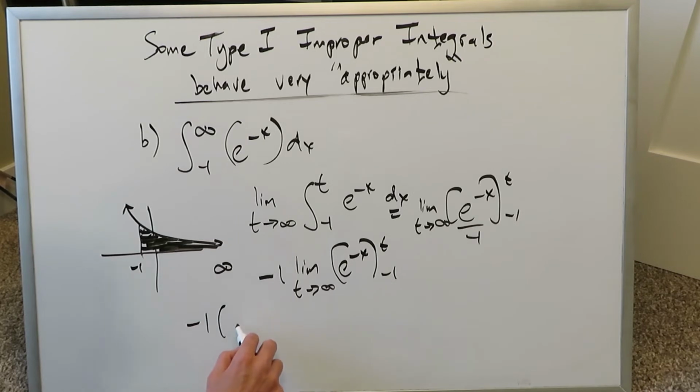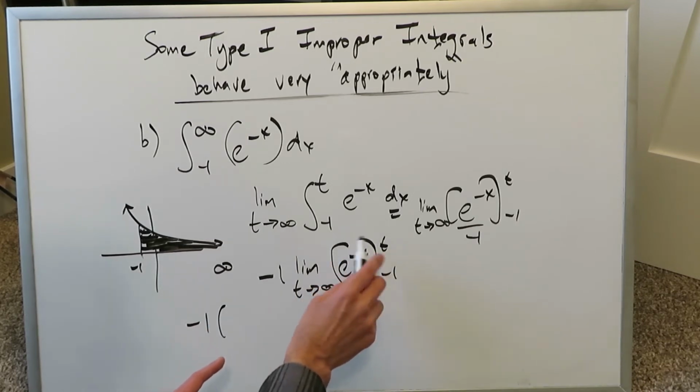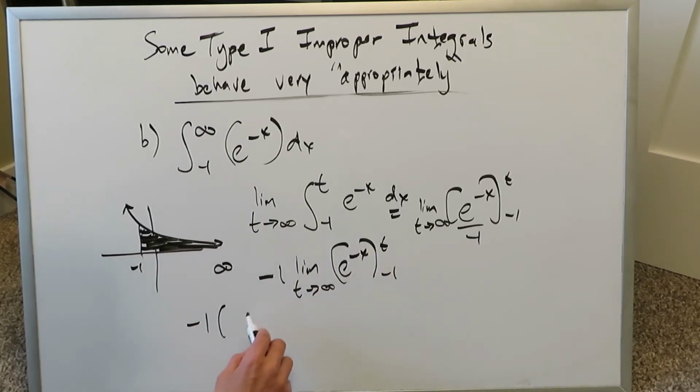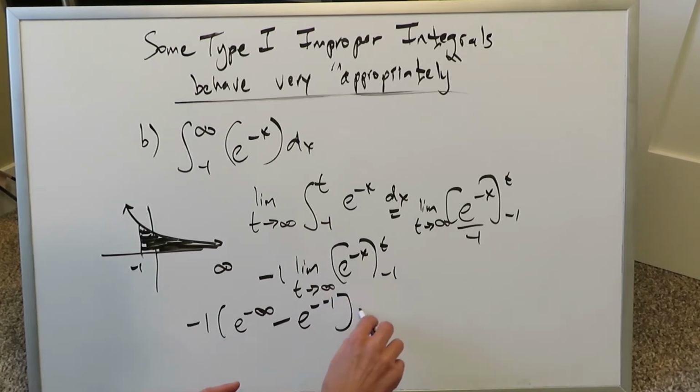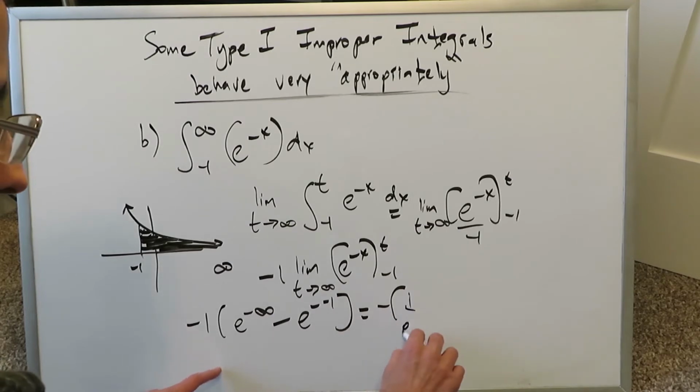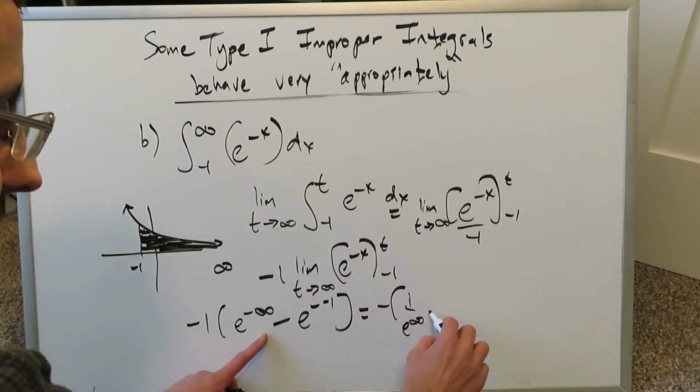When we have e to the minus x where t is coming in and then minus 1 coming in, upper and lower limit, the difference of the two, we'll have e to the minus infinity over here. And then we'll have minus e to the minus 1. You have to work this all out. This is no different than 1 over e to the infinity, and this right here is no different than e to the 1.